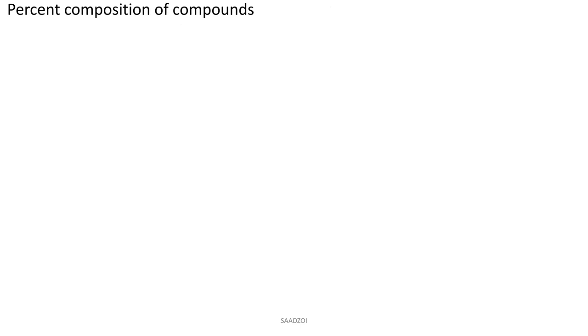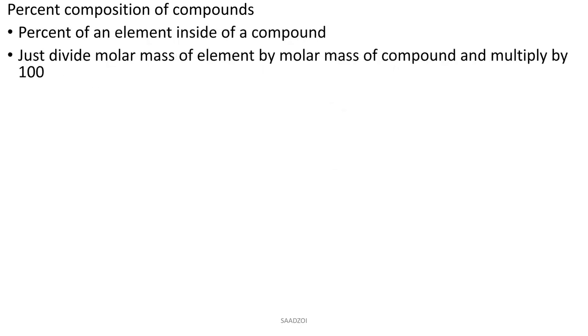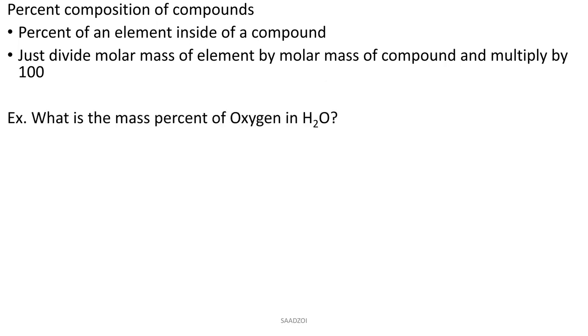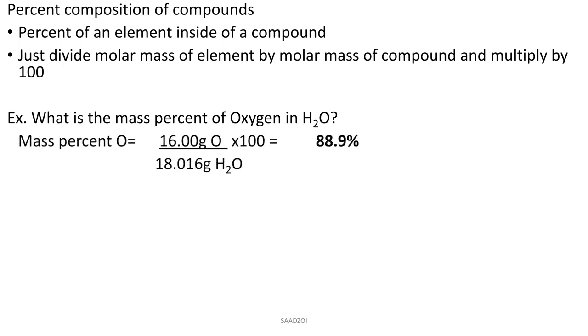All right, moving on to percent composition of compounds. Percent of an element inside of a compound. This is basically the element's mass divided by the total mass of the compound. It's pretty simple. Like here, the molar mass is 18, right? 16 from oxygen, 2 from hydrogen, 18. So if you're trying to figure out the mass percent of oxygen, all you have to do is take the molar mass of oxygen, which is 16, divided by the total molar mass, which is 18, and multiply by 100. And when we do that, we get 88.9%. So 88.9% of this compound is going to be oxygen.